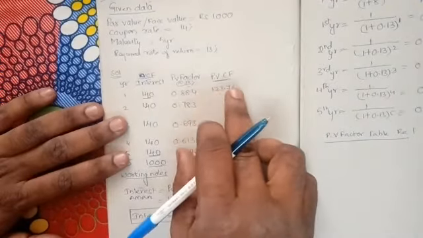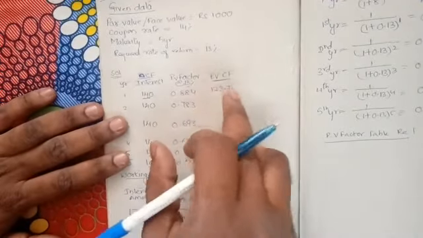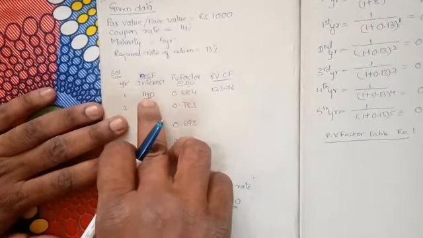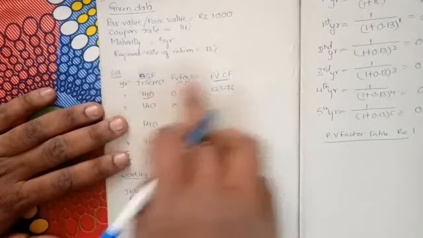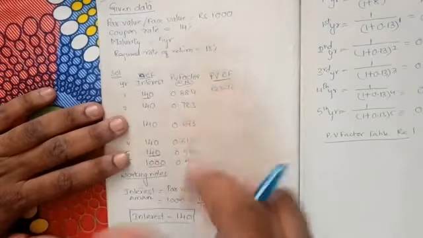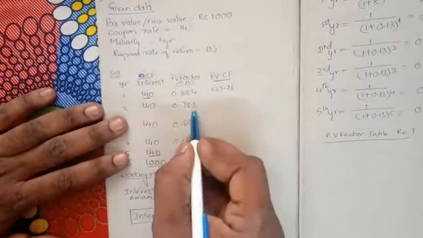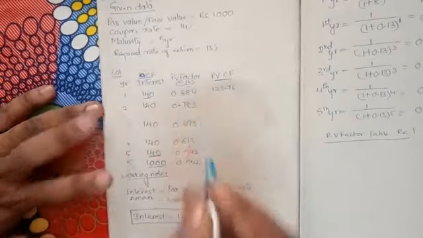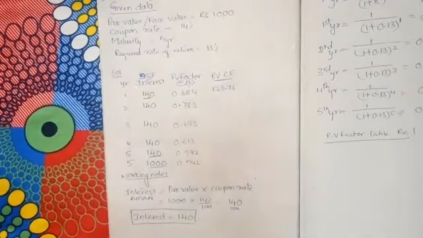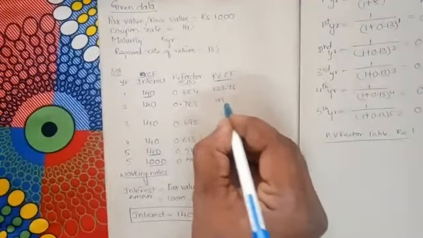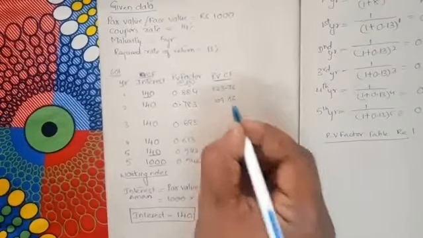So this is the value today: 123 rupees 0.76 paisa. If we invest at 13% interest rate, after 1 year we are going to get 140. So that is what we calculate. I hope you have done many problems in financial management also. Fine. Okay, tell me 140 into 0.783. 109.62.